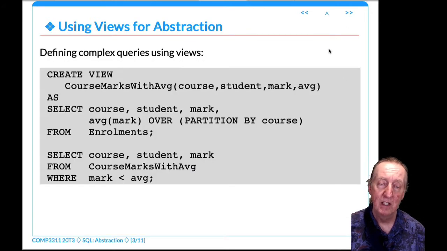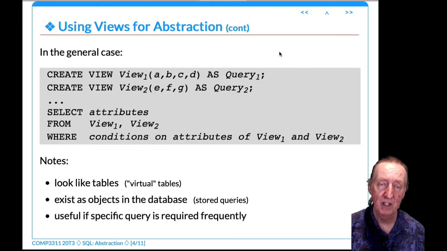Okay. So doing it with a view, you should all know how to do that. We just use our partitioning query and produce a view that has those attributes. And then we use that view and simply use that condition on the view. And that's going to give us the correct set of students. Here we're just taking the course, the student, and the mark. We're not taking the average. Maybe we could. That might be a useful thing to do, to find out how far below the average they are.